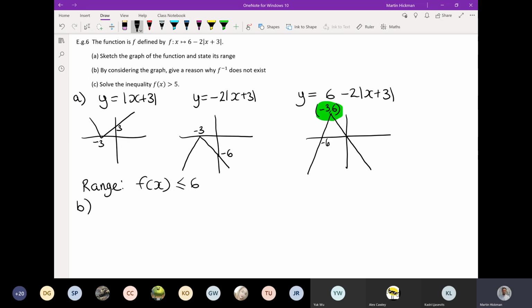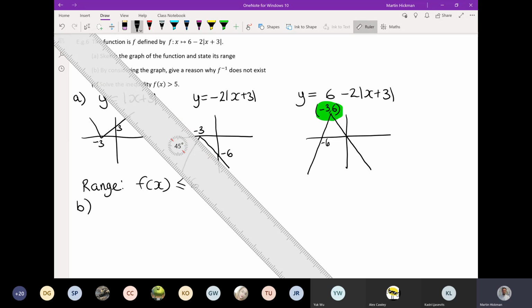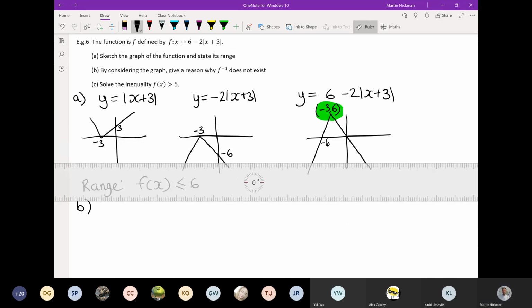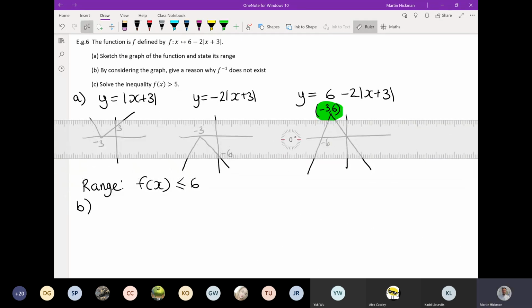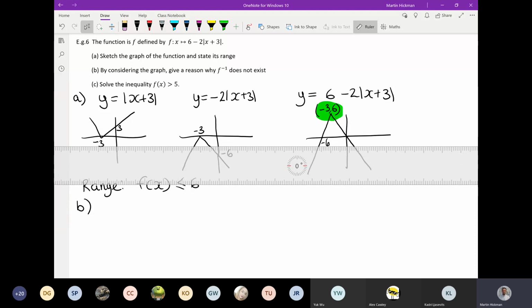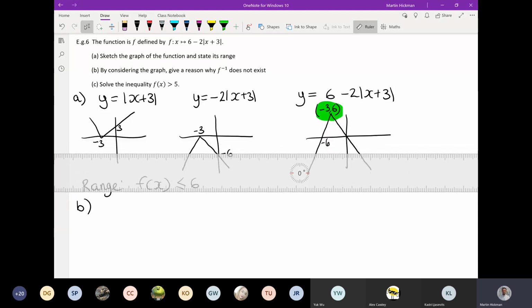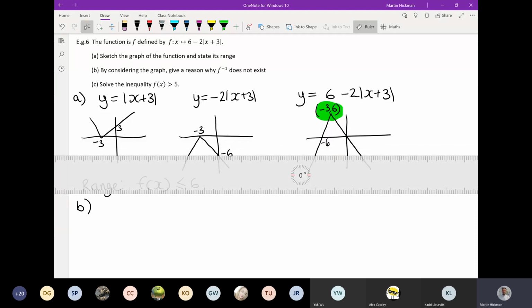For part B, it just says, by considering the graph, give a reason why the inverse of f does not exist. So if you look at this graph, now if we get a ruler, we can see that there's many places here where many values of x go to the same value of y. So if you just take where I put my ruler here, you can see that there's 2 values of x that would give you the same value of y.